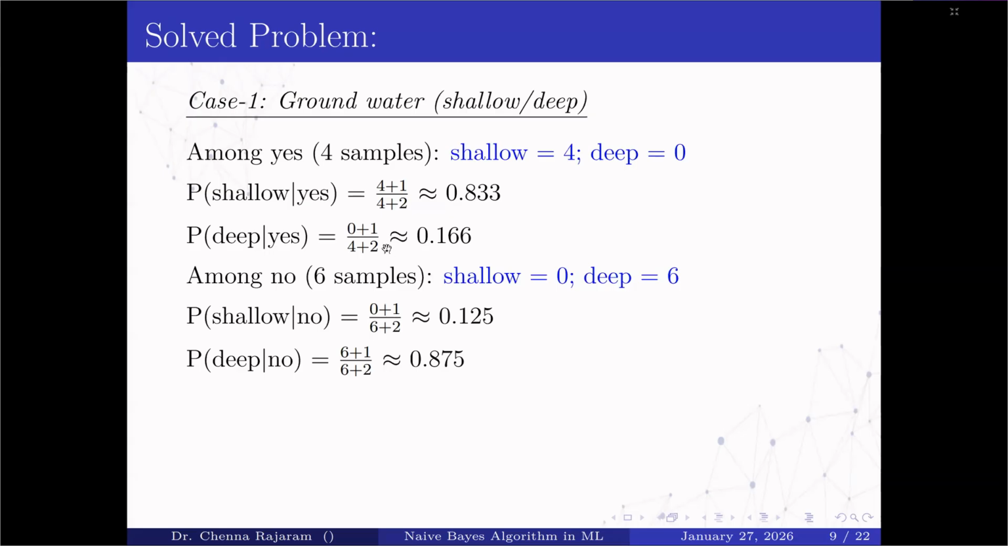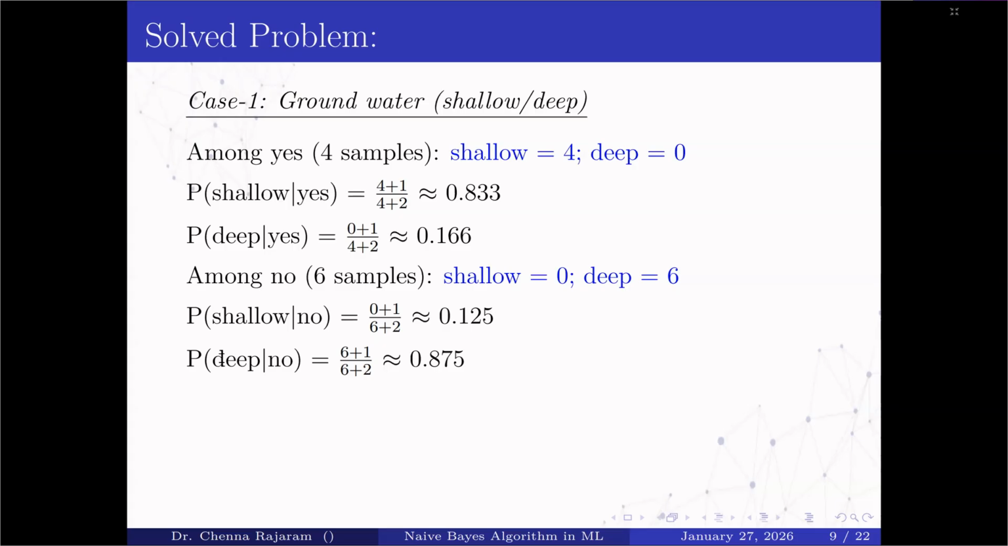Now similarly, we have to calculate for the no category. For the no category, the total number of samples is 6, out of which shallow is equal to 0 and deep is equal to 6. Now we need to calculate the probability of shallow given no, which is equal to, because for shallow we don't have any data, the total count is 0 plus 1 divided by 6. This 6 is the number of samples in the no category. 6 plus 2, which is equal to 0.125.